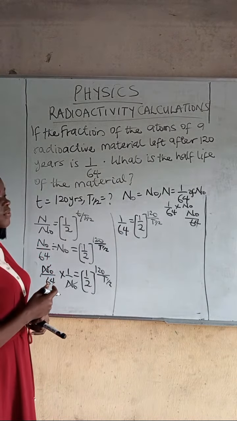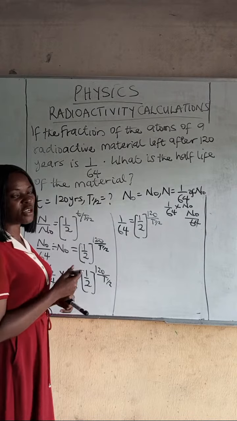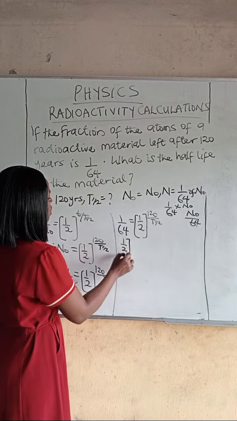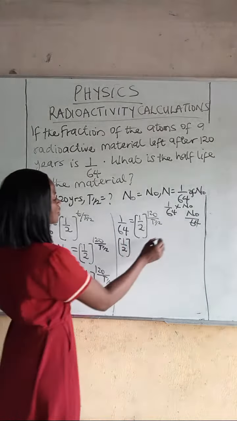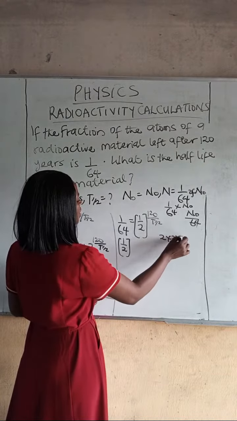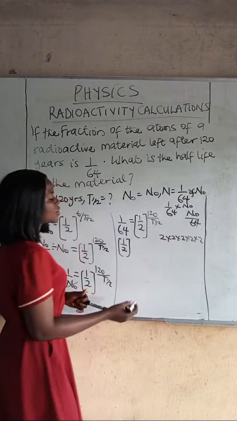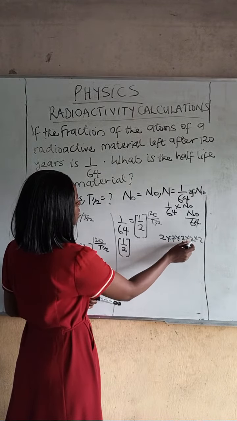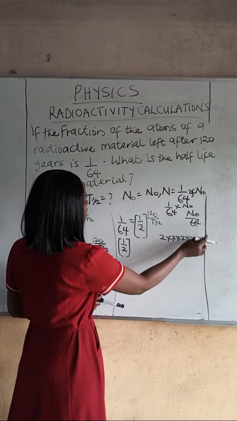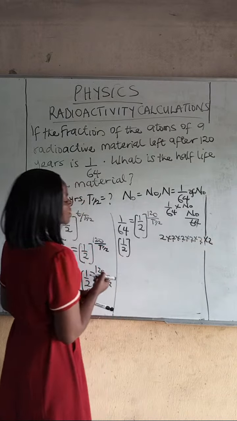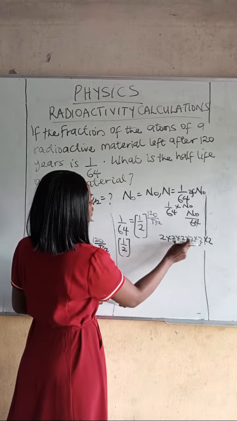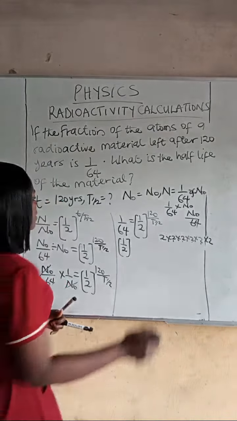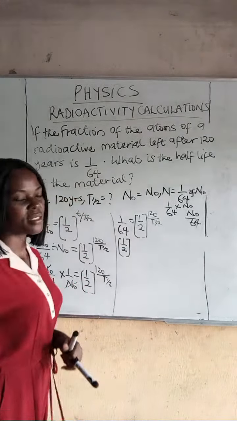So how many times are you going to raise 2 to be 64? This is 1 over 2 bracket. Let's try. 2 times 2 times 2 times 2 times 2. Okay, let's go. 2 times 2 is 4. 4 times 2 is 8. 8 times 2 is 16. 16 times 2 is what? 32. 32 times 2 is what? 64. So you have how many? 1, 2, 3, 4, 5, 6. We are raising 2 to the power of what? 6. All right? To be able to get 64.